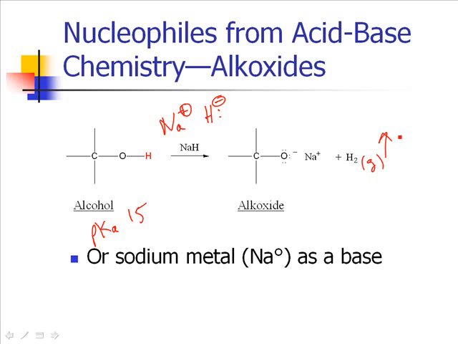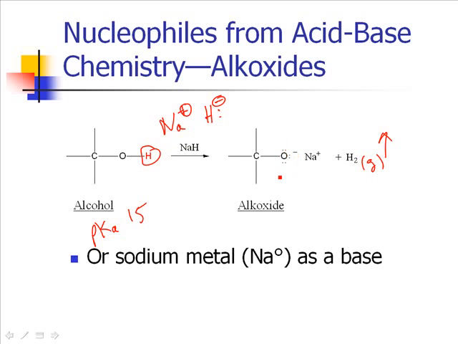We use this particular base quite a bit in my research. As a result of the H- pulling a proton off our alcohol, we leave the oxygen with a negative charge and 3 lone pairs. And that conjugate base of the alcohol is called an alkoxide. It's an excellent nucleophile, but also quite a strong base.